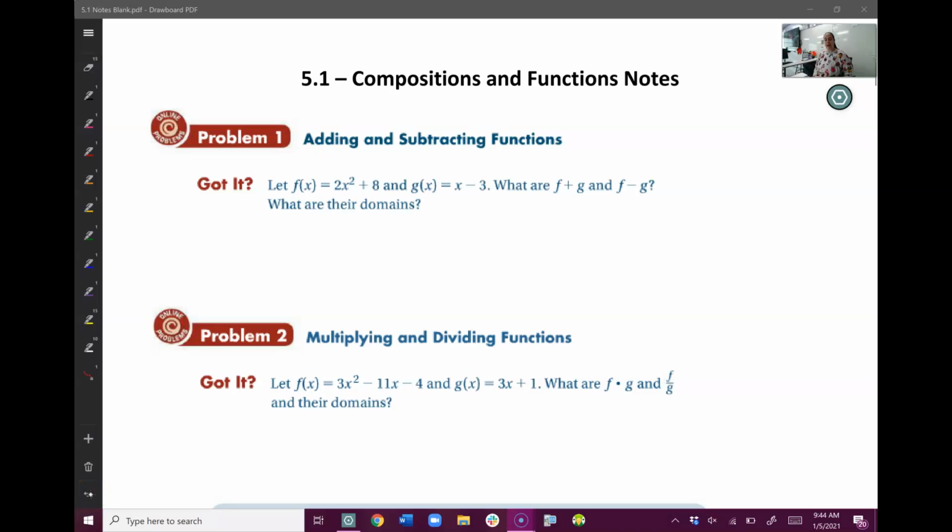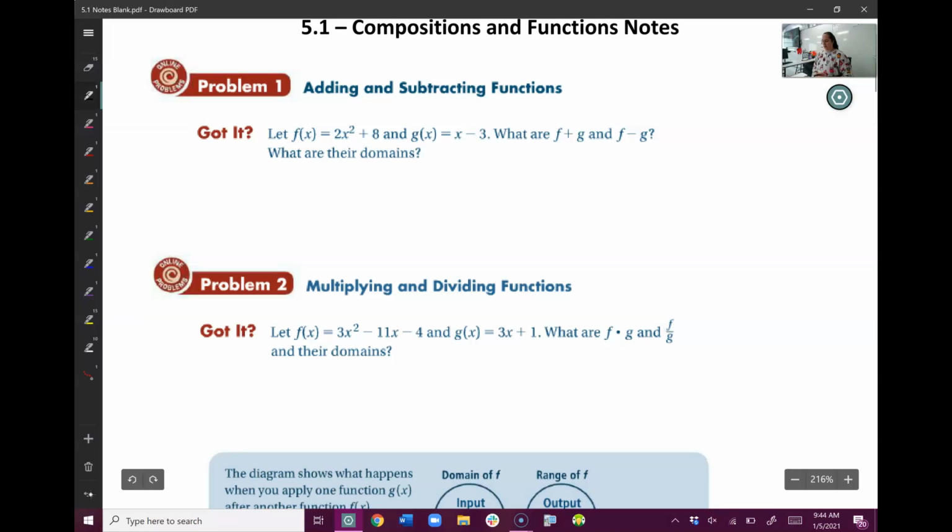Welcome to Chapter 5. In this first lesson, 5.1, this lesson is kind of divided into 3 parts. The first 2 parts are actually review. The third part is new. So let's do the first 2 review parts first. This is called function combination.